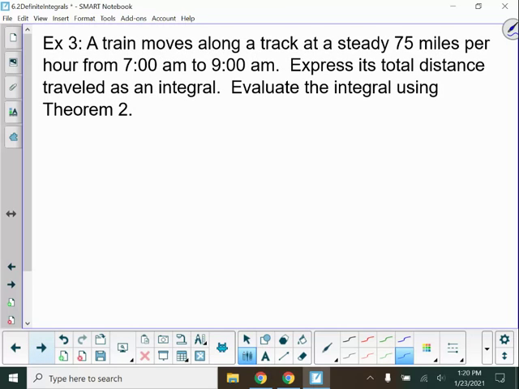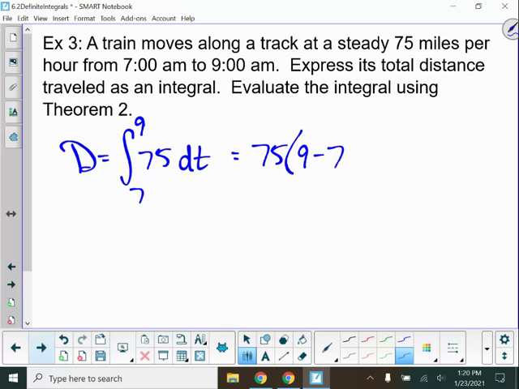And so this is used a lot, like this is a word problem that uses this concept. A train moves along a track at a steady 75 miles per hour from 7 a.m. to 9 a.m. Express its total distance as an integral. Evaluate the integral using theorem 2. So my total distance traveled is going to be my integral from 7 to 9 of 75, I'm going to call that dt. So the actual value is going to be 75 times 9 minus 7, which is 75 times 2. So 150 miles is going to be the total distance that's traveled.